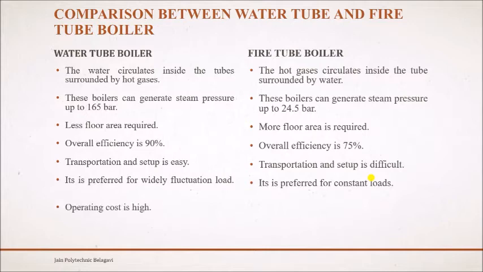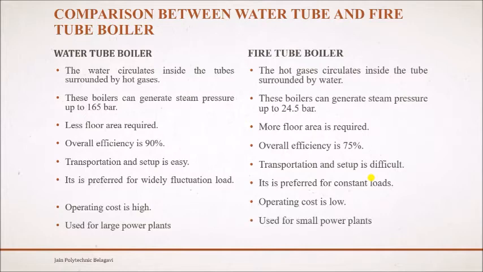The operating cost is high in case of water tube boiler, and the operating cost is low in case of fire tube boiler. Water tube boilers are used for larger power plants, where the power generation is more, while fire tube boilers are usually used for small power plants. So these are the comparisons.